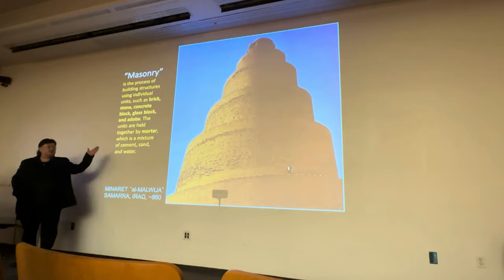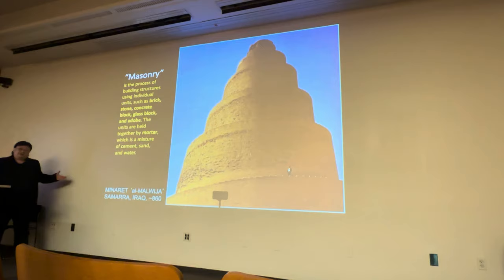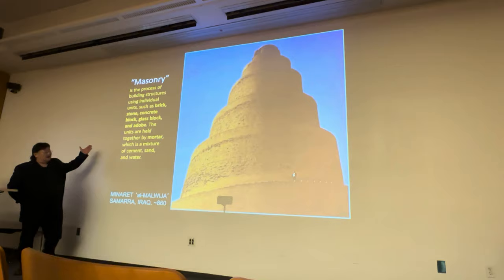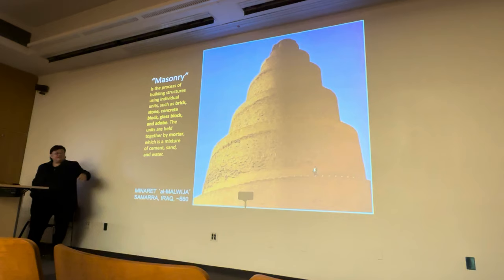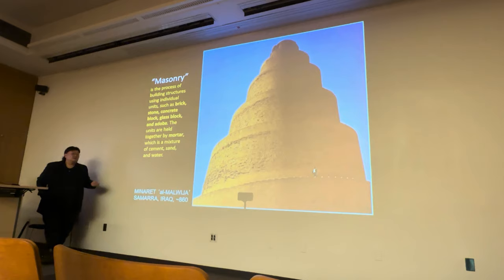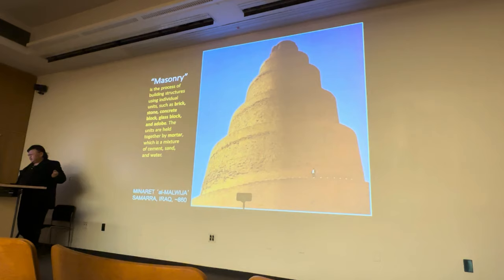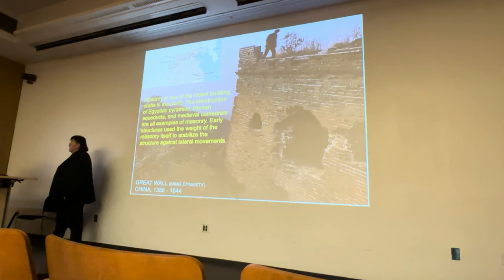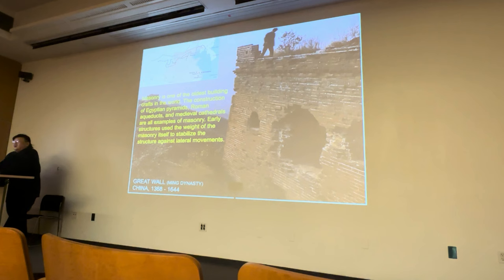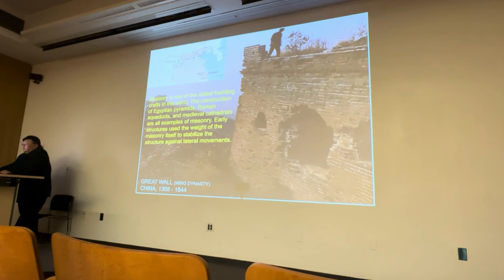One of the primary examples: most of the ancient buildings and structures left for us to see today are made by masonry. Otherwise, we wouldn't get a chance to see them as a thousand years old. I'm using some real examples other than the pyramids. This one is in Iraq. And we also have the Great Wall of China. Masonry is one of the oldest building crafts in the world. The construction of Egyptian pyramids, Roman aqueducts, and medieval cathedrals are all examples of masonry.